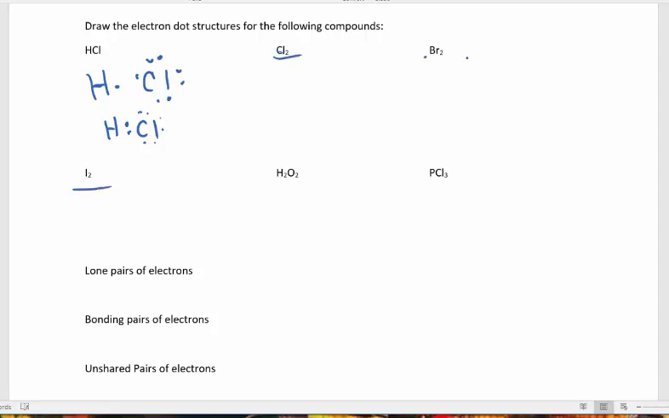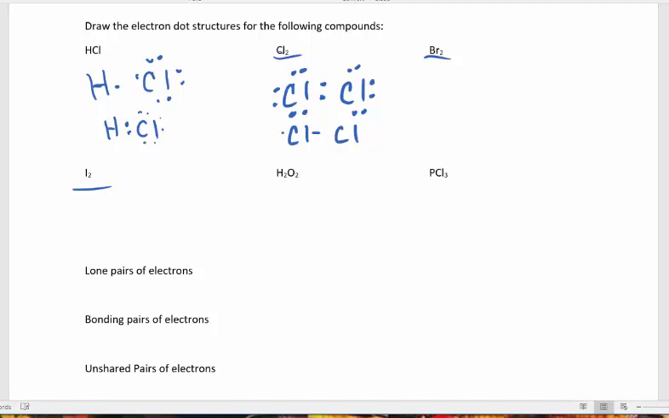I2, Cl2, and Br2 are all going to do the same thing. You have 2 Cls, or 2 Brs, or 2 Is. Each of them has 7 valence electrons. So 1, 2, 3, 4, 5, 6, 7. So each of those is going to form a single bond with the other one.